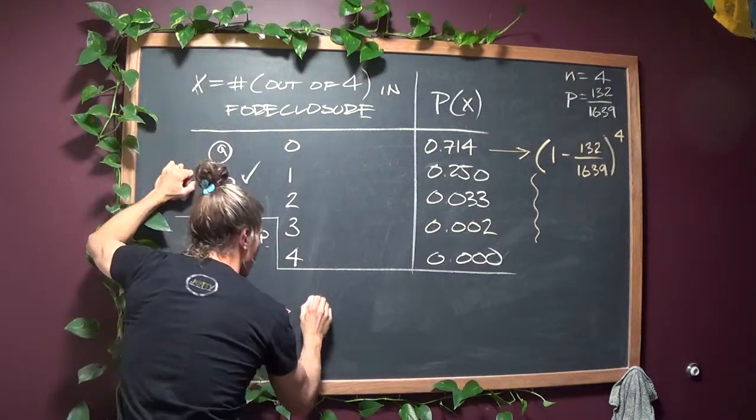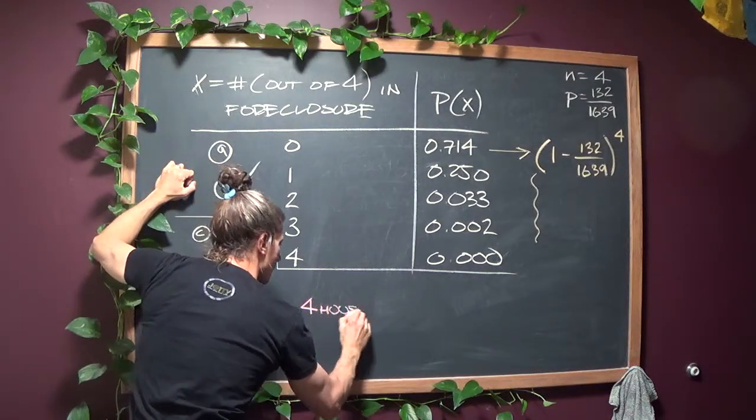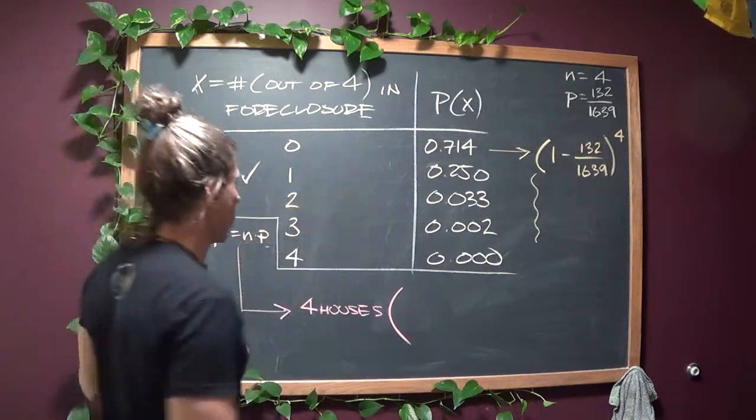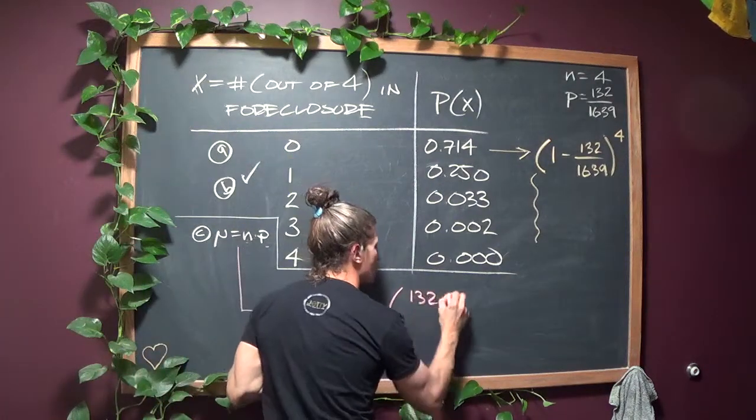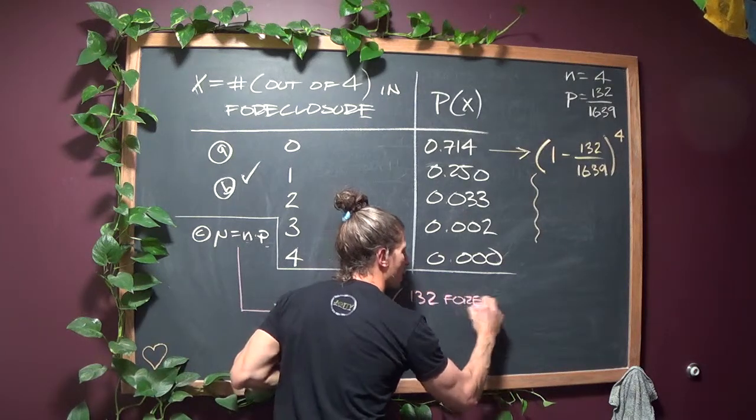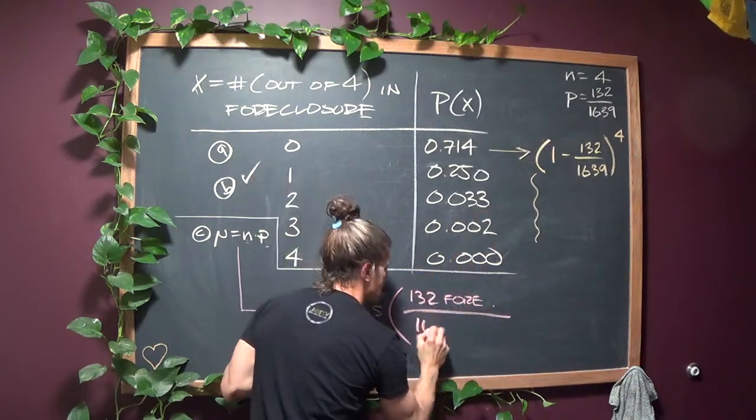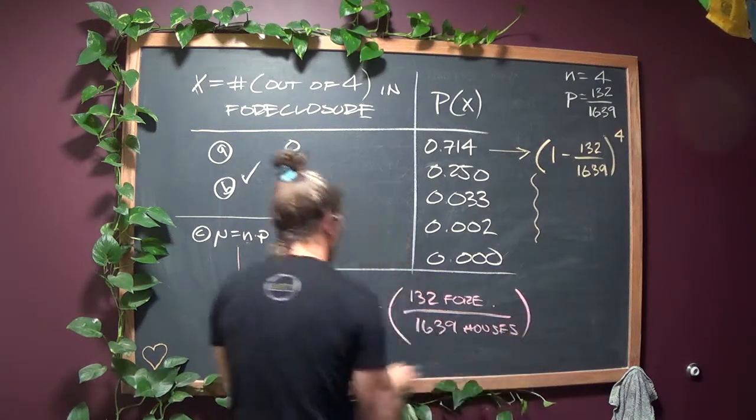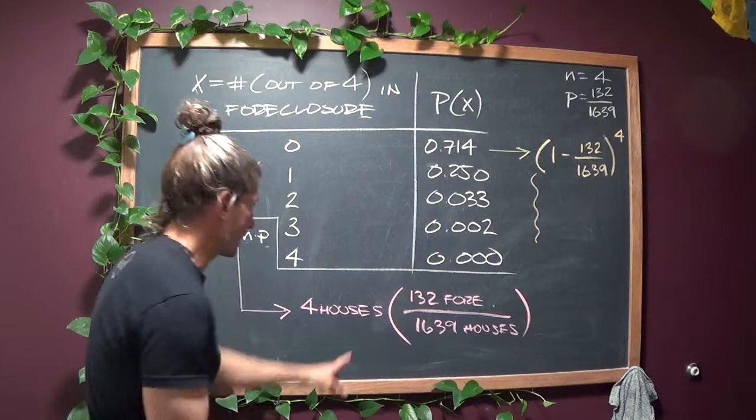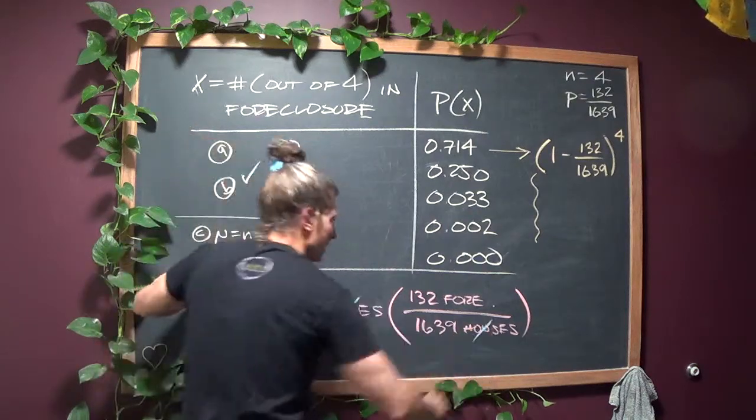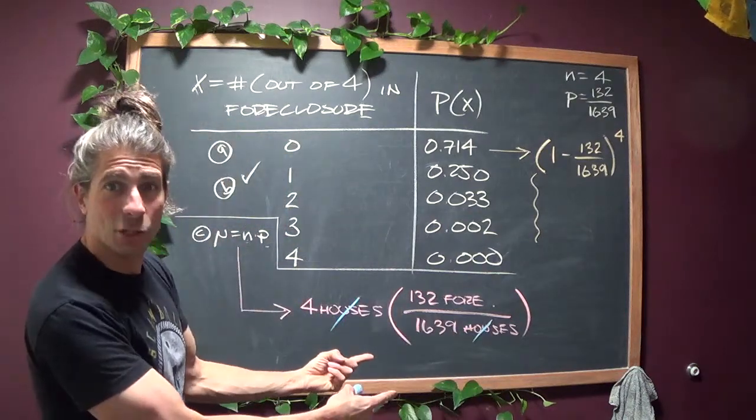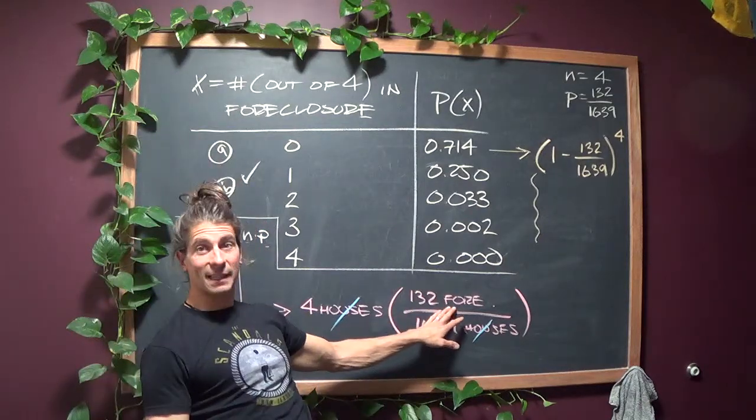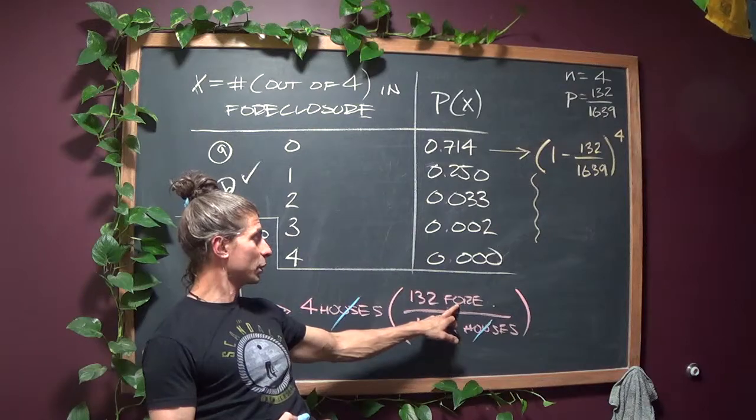So n is 4 houses, and p is 132 foreclosures out of 1,639 houses. So the reason this all works out, hopefully as you can see it, is the unit of houses cancels and you're left with what you need, which is actually foreclosures. And that's exactly what you want to have, is that foreclosures right there.